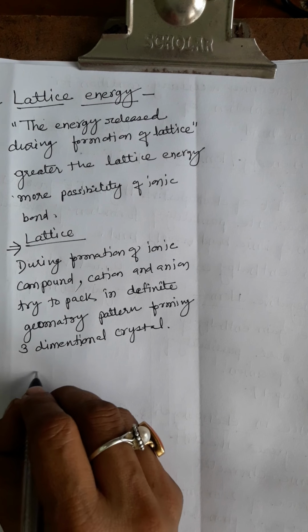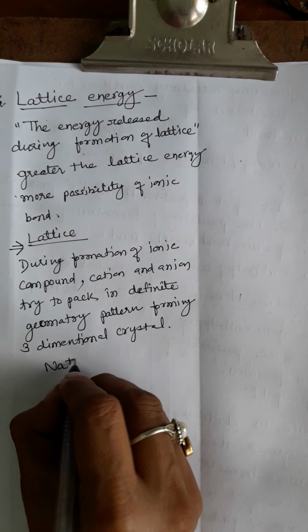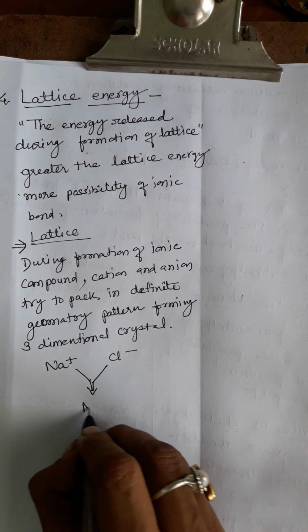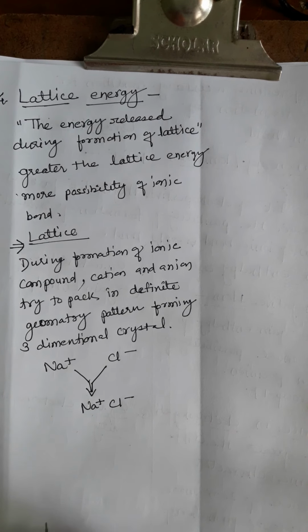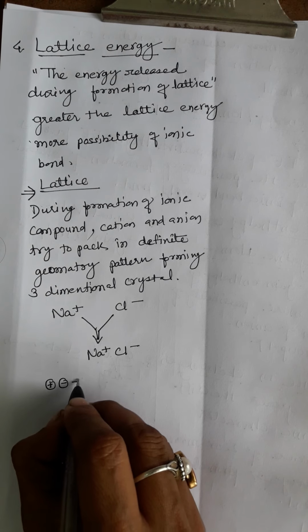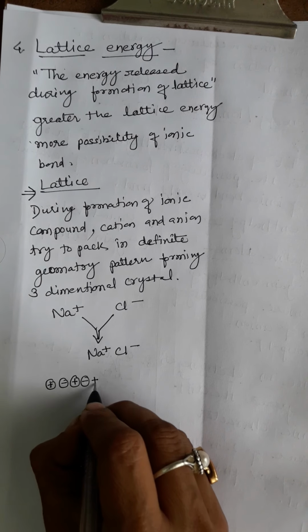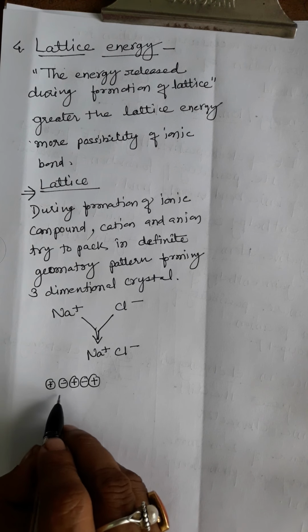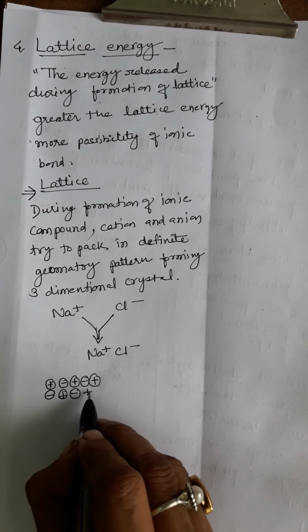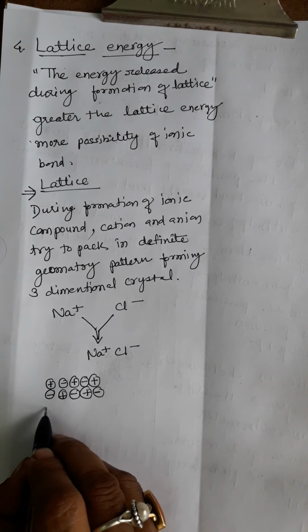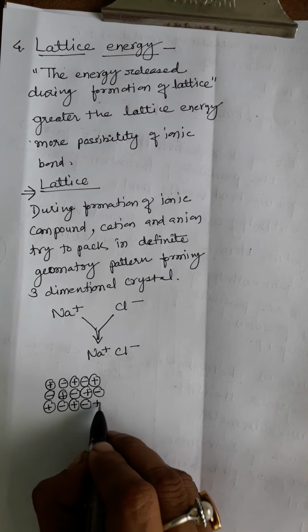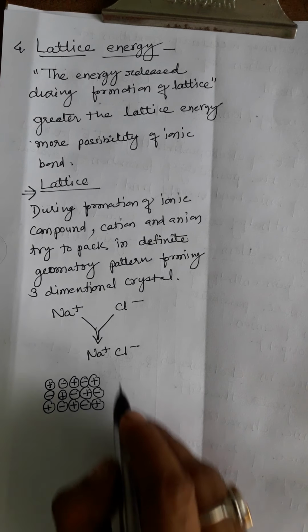Now if we talk about the ionic compound sodium chloride, sodium and chloride come close to form Na plus and Cl minus. Now in practical scenario, each plus charge is surrounded by minus charge, and each minus charge is surrounded by plus charge, like this. Look at the picture. Again each minus will be surrounded by plus, each plus will be surrounded by minus, like this.